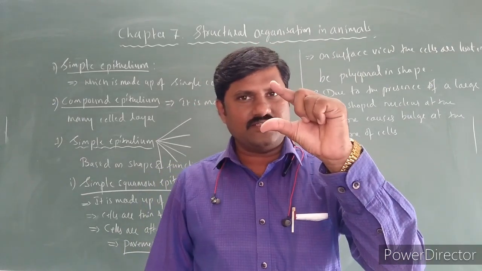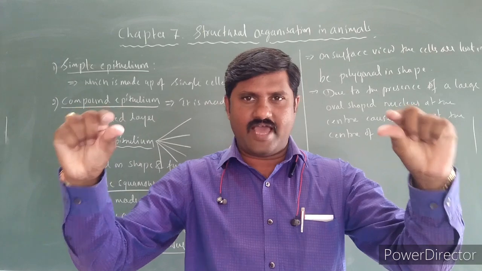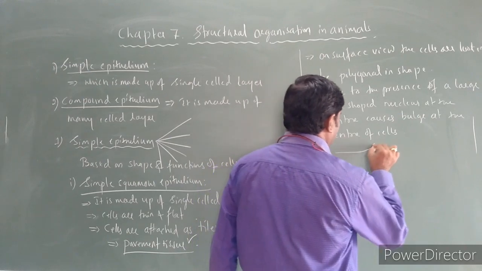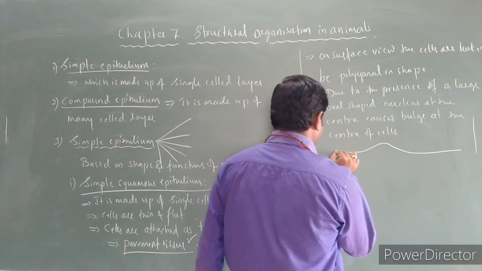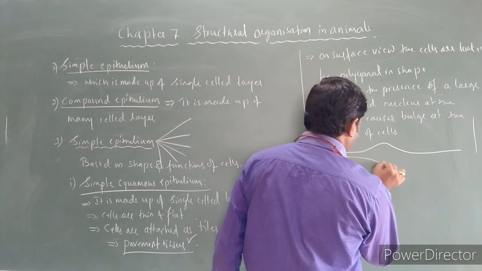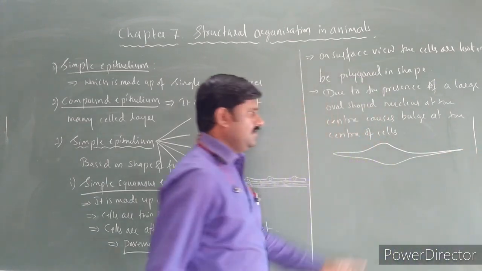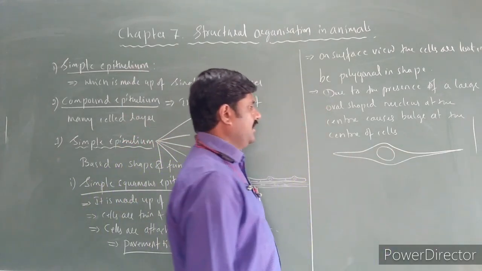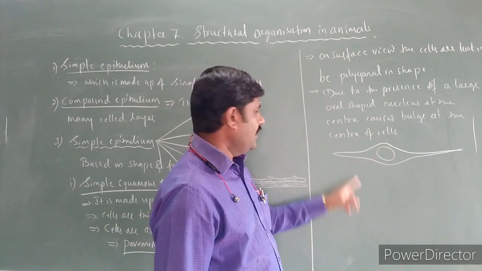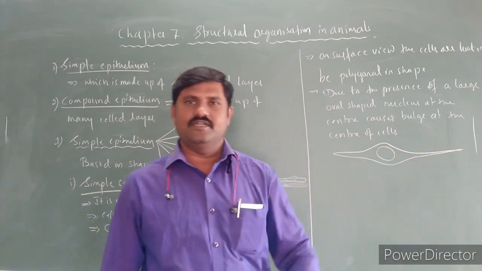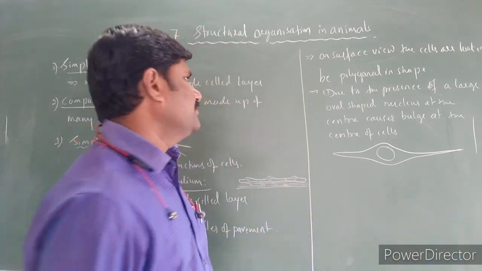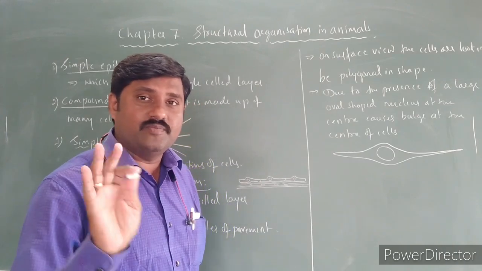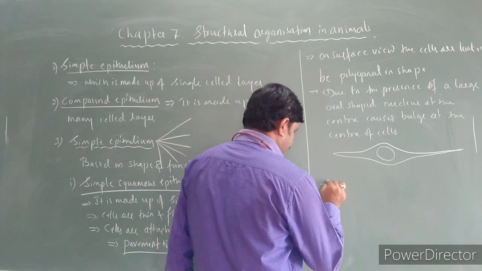And they are bulged at the center, but they are very thin and flat towards the edges, right? So I shall draw the diagram over here of a single cell. So this is how the cell is. See here how the cells are. It is a large nucleus. It makes a bulge at the center, and the edges are so thin and irregular in shape, right? So this kind of cells makes the internal lining of many parts.